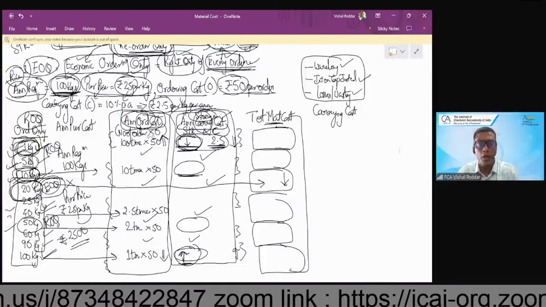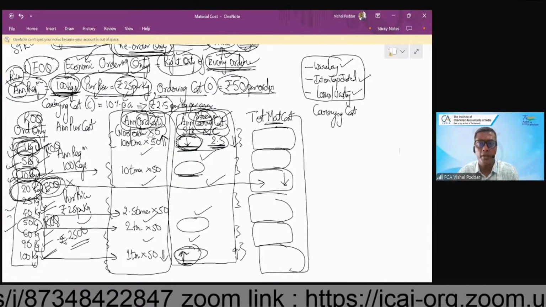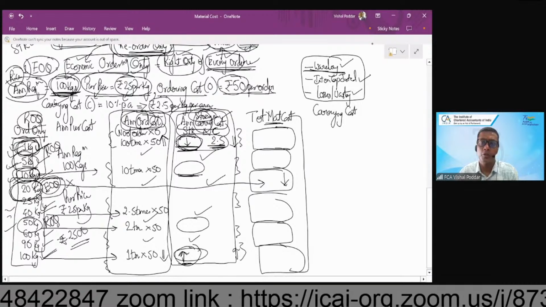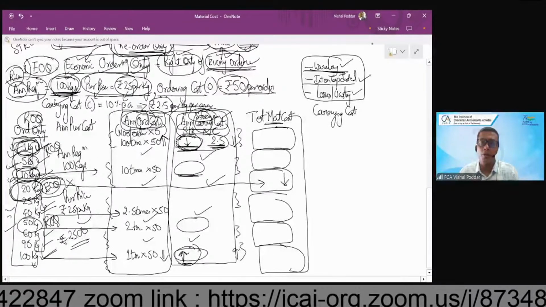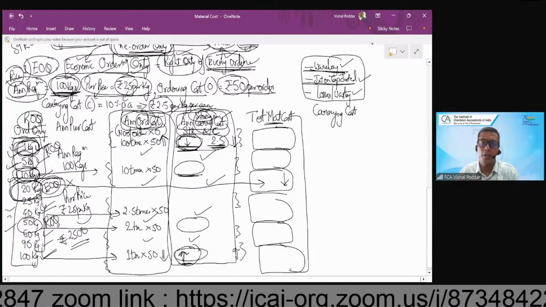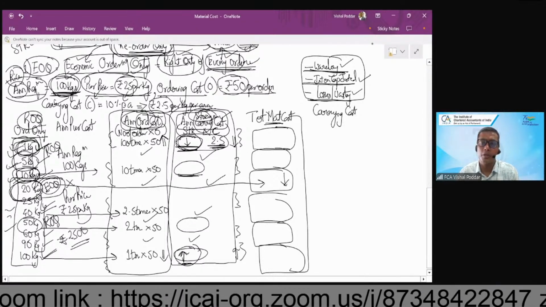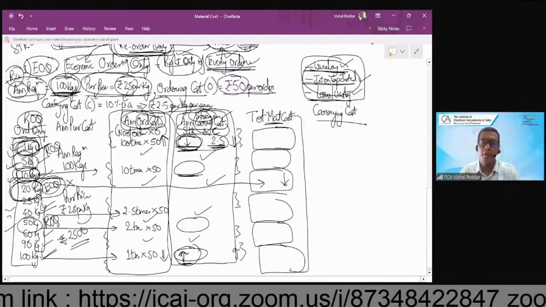Carrying cost. Sir, how to find carrying cost? Please explain. I think I've explained. Carrying cost is made up of three components. You find out how much you spend on storing. You find out what is your interest on the amount which is invested. We know what is the rate of interest, and you have to estimate or expect the losses. Add up all these three. This makes the carrying cost.